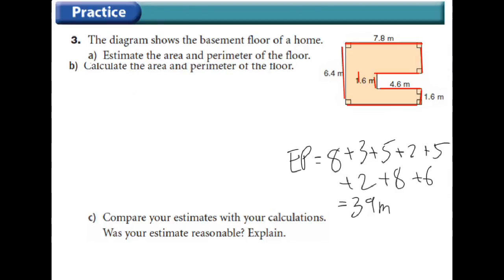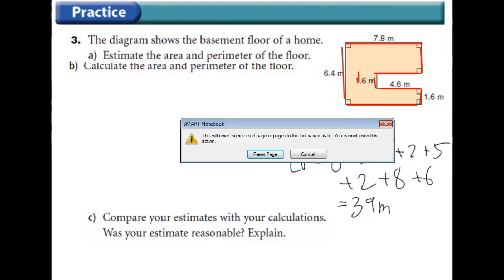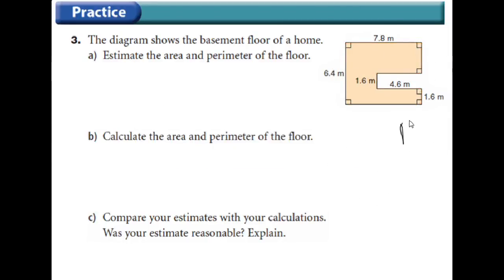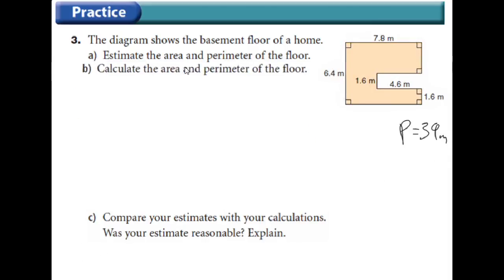Let's divide this into some shapes here, and let's clean this off a little bit. Let's just remember now I estimated 39. I'm going to reset this page. So I estimated a perimeter of 39 meters. See how close I was. So the area, we're going to divide our shape into some different rectangles here. I'm going to divide it into 3 rectangles. Rectangle 1, rectangle 2, rectangle 3.